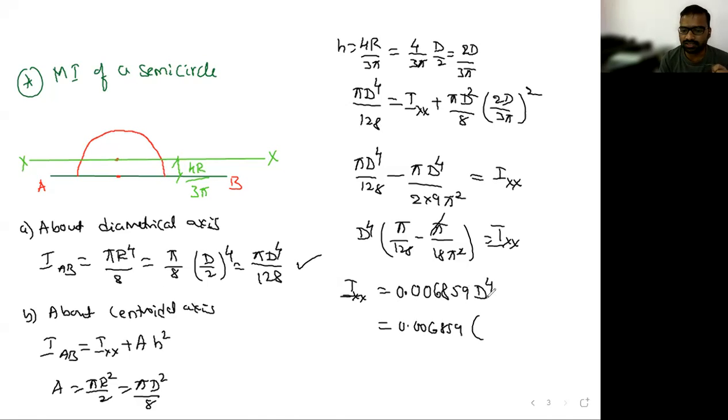What is the diameter? D is equal to 2r, correct? 2r whole raised to 4. So multiply this answer by 16. How much will you get? Multiply this answer by 16. How much will you get?